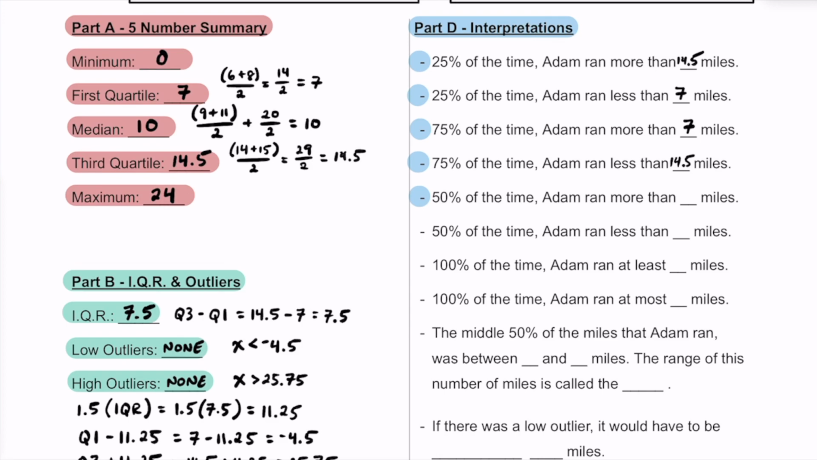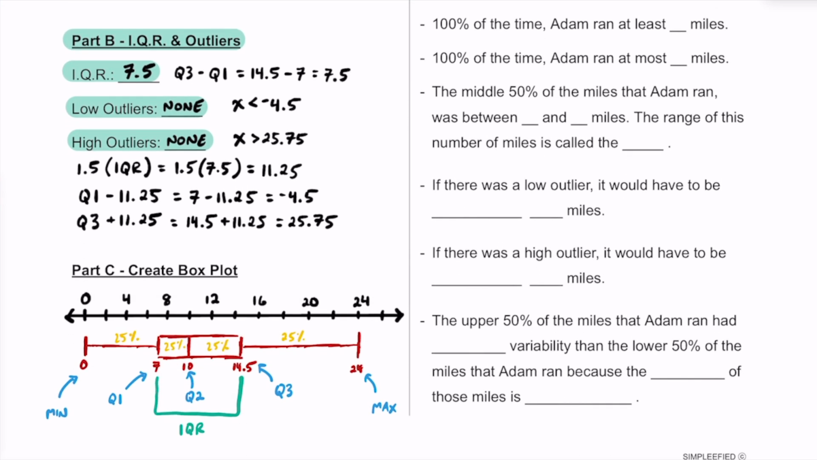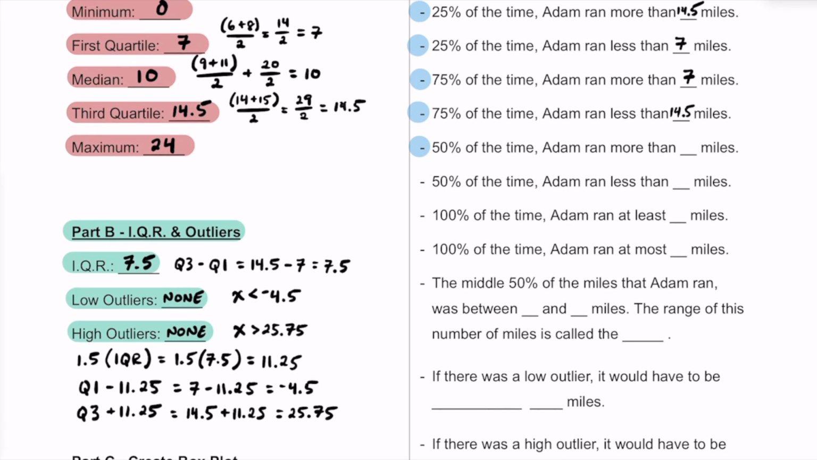Next, we see that 50% of the time, Adam ran more than how many miles? Well, if we take a look at our box plot, 50% means we're talking about where the median is, right? So 50% of the time, Adam's going to run more than 10 miles. And on that same bit of information, 50% of the time, he would run less than 10 miles. So I think we can answer a couple of questions here: 50% of the time, Adam's going to run more than 10 miles, but also that means that 50% of the time, he's going to run less than 10 miles. So it's kind of a 2-for-1 deal there.